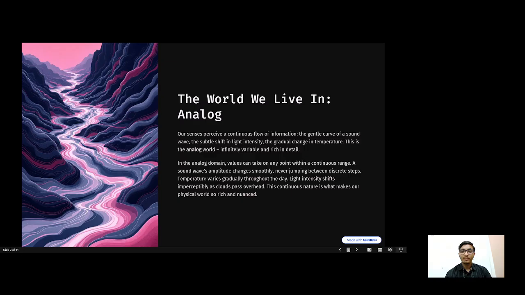In the analog domain, a value can take on any point within a continuous range. A sound wave's amplitude changes smoothly, never jumping between discrete steps. Temperature varies gradually throughout the day. Light intensity shifts imperceptibly as clouds pass overhead. This continuous nature is what makes our physical world so rich and nuanced.